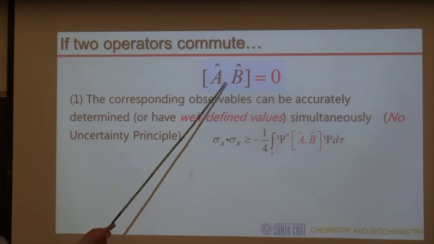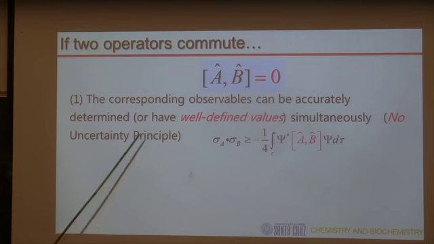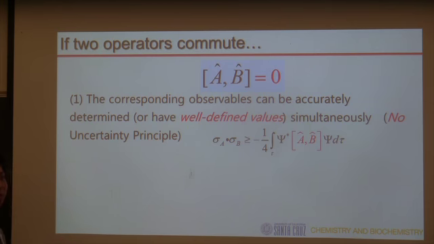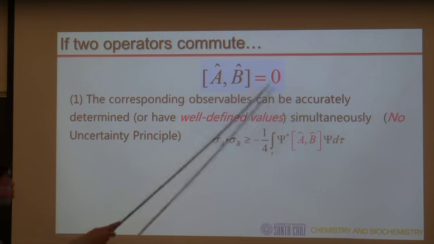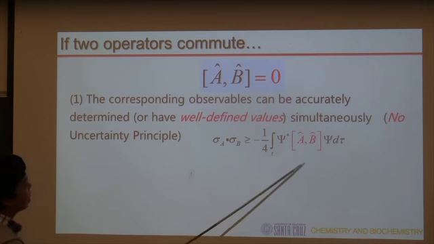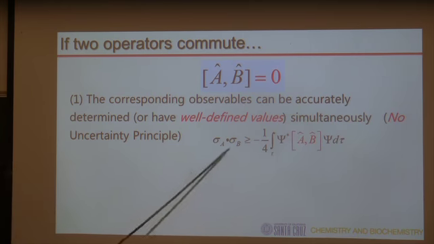Let's say A is, let's just make up something, location, and B is momentum. If the commutator equals 0, that means the location and the momentum can be simultaneously determined. This is simply because the uncertainty involves the commutator inside, and if the commutator equals 0, the minimum uncertainty can be 0. We can reach 0, which simply means we can accurately determine the two things.